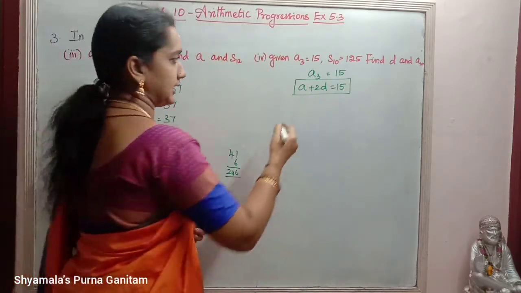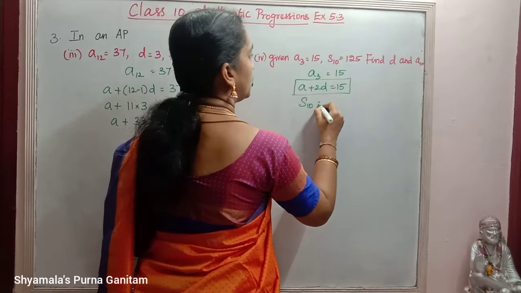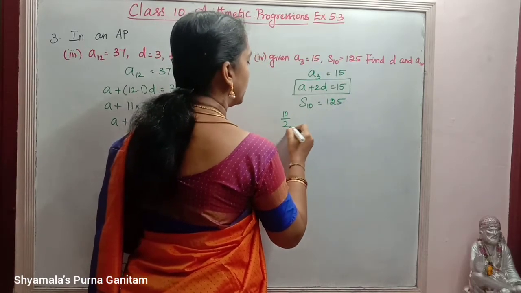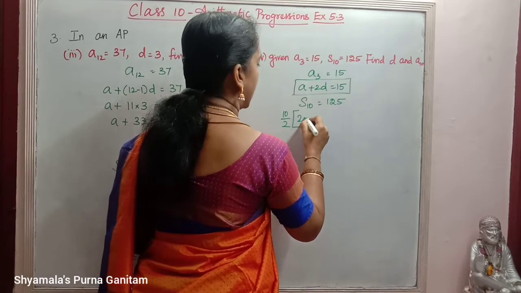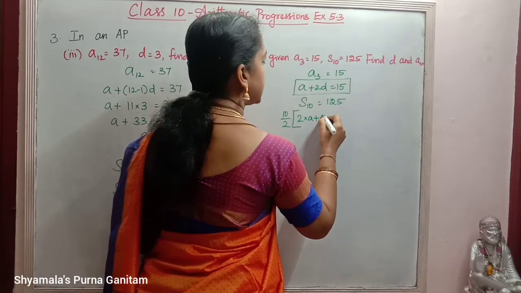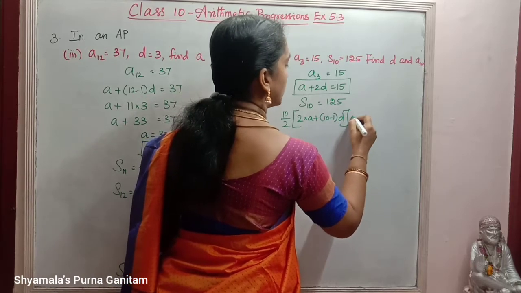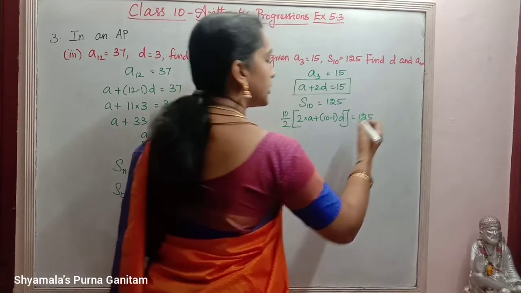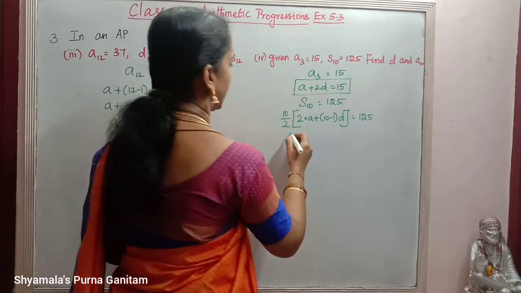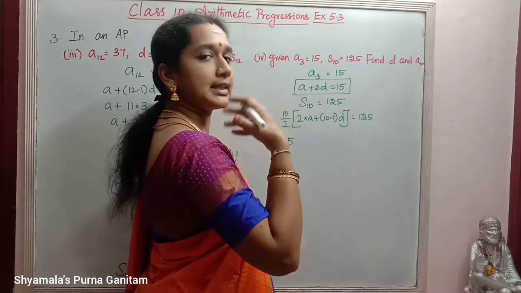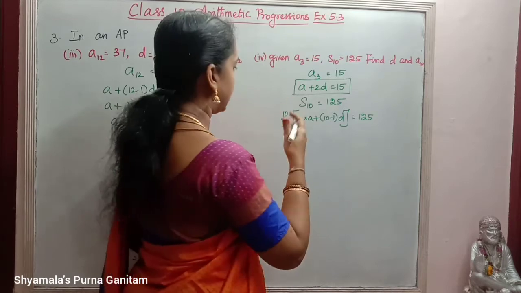Then S10. S10 is equal to 125. That is n by 2 into 2A, A we don't know, plus n is 10, n minus 1, D also we don't know. So we have two unknown variables, so that has to be simplified using simultaneous equations. Like that we can find.